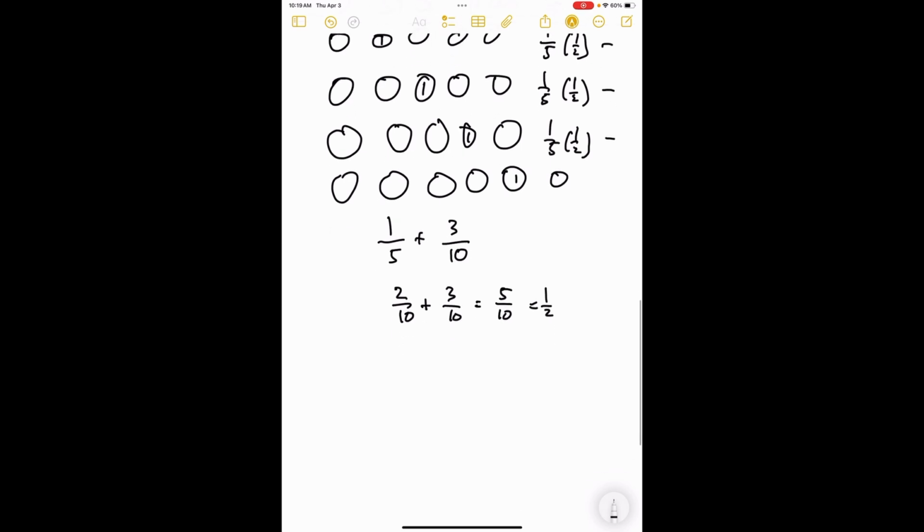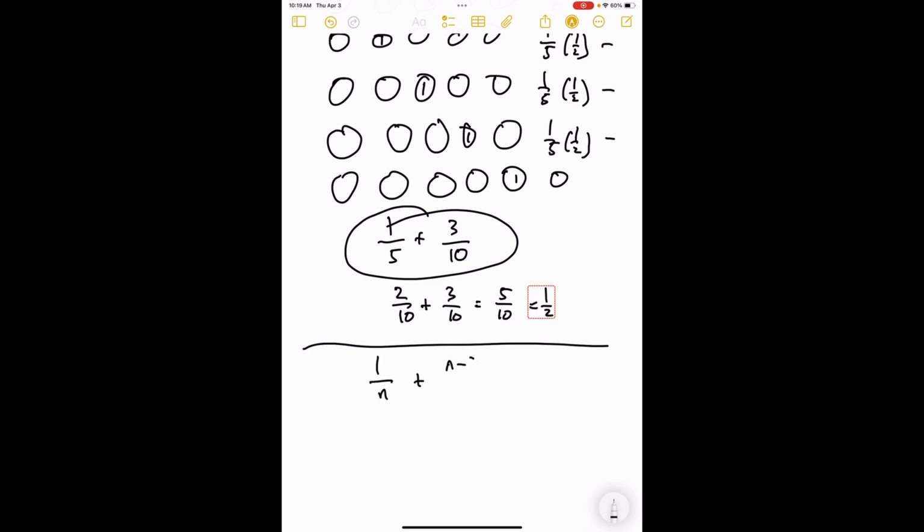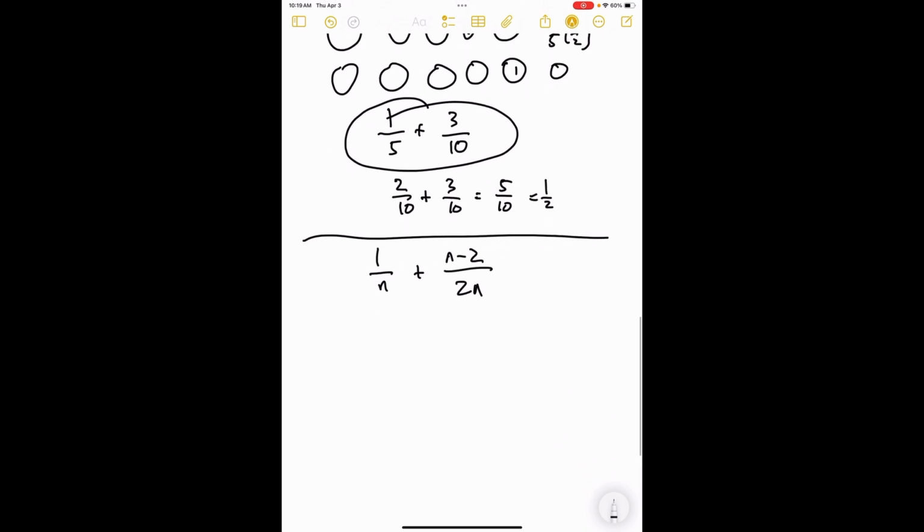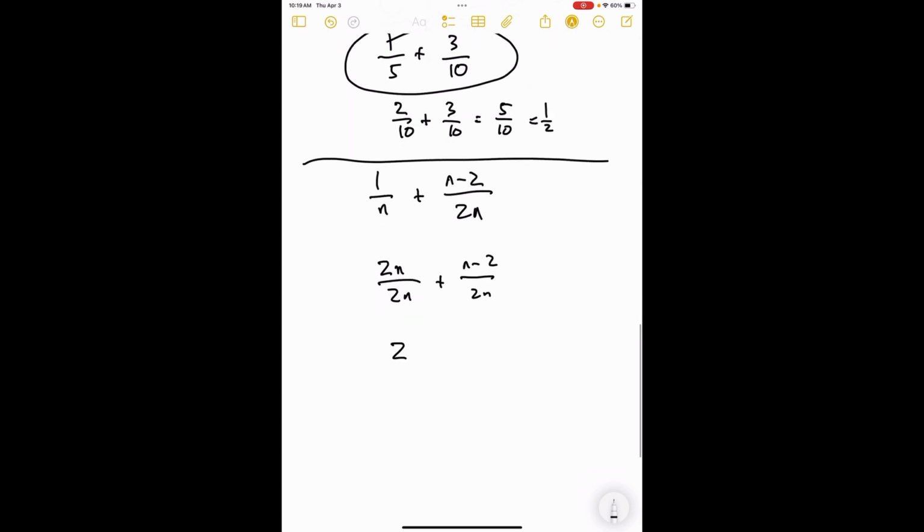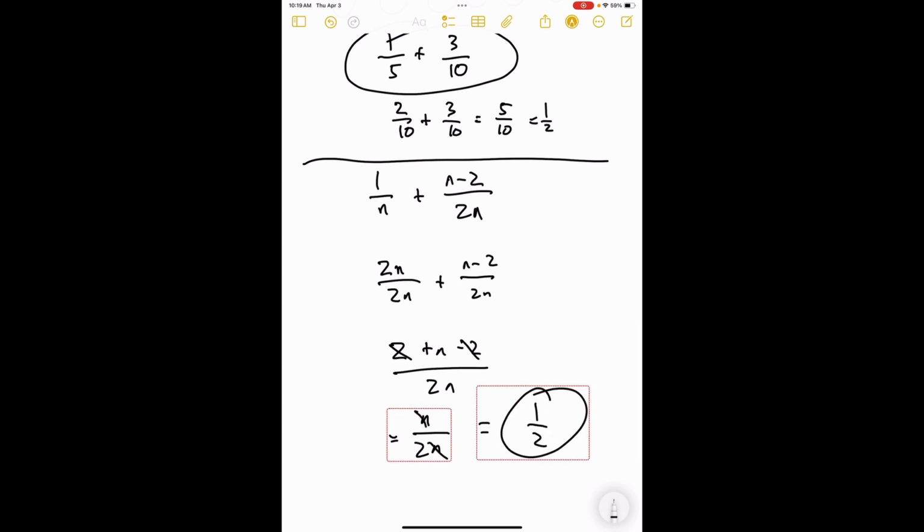which we expected. But it's important to look at this, because what you're going to end up with in the general case is 1 over n plus n minus 2 over 2n. And you can go back if you want and check, and everything that we have done follows this pattern. Now let's play with that, add them together. 2n over 2n plus n minus 2 over 2n is 2 plus n minus 2 over 2n. These 2's cancel out to give us n over 2n. And these n's cancel out to give us always 1/2. And that's how you solve the problem.